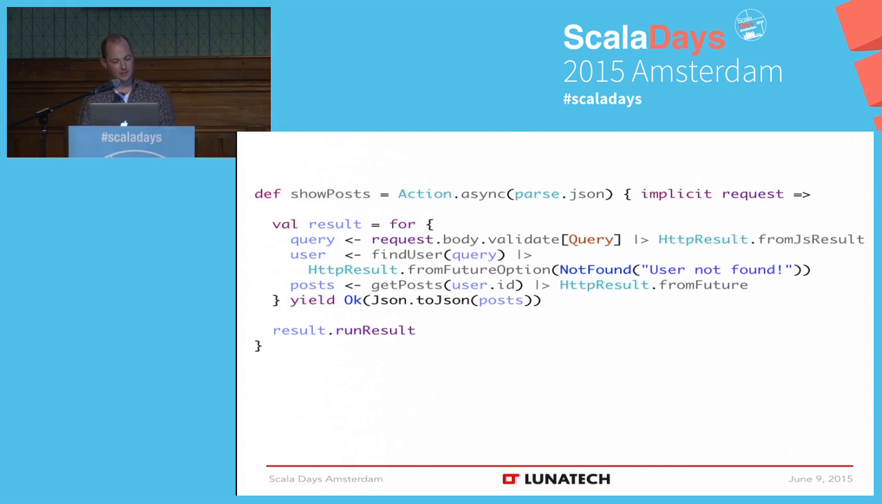We get the query by doing request.body_validate the query object, and then somewhere to the right of that we get it into the right shape. We figure out that an error is there. Oh, that's in the second line. Second line, we get the user by doing find user query. And once we have that, we apply this method from future option, to which we supply the error message if something went wrong. And then we get the posts, and then we modify that into the proper structure. And then finally we can generate our result, the OK JSON to JSON posts.